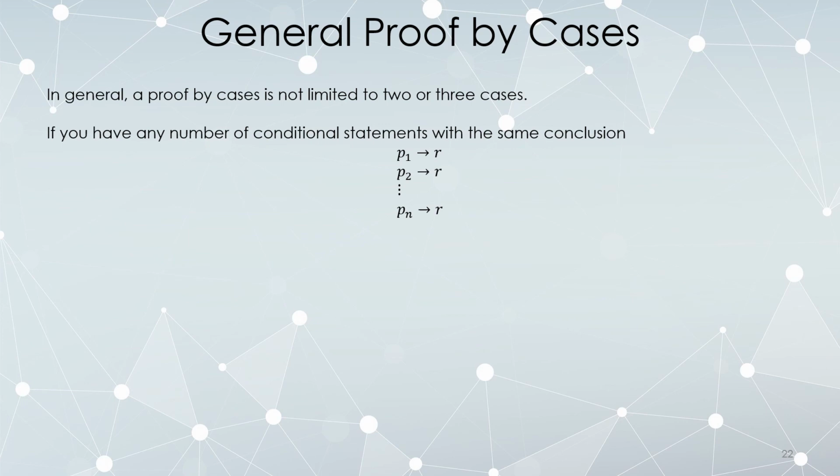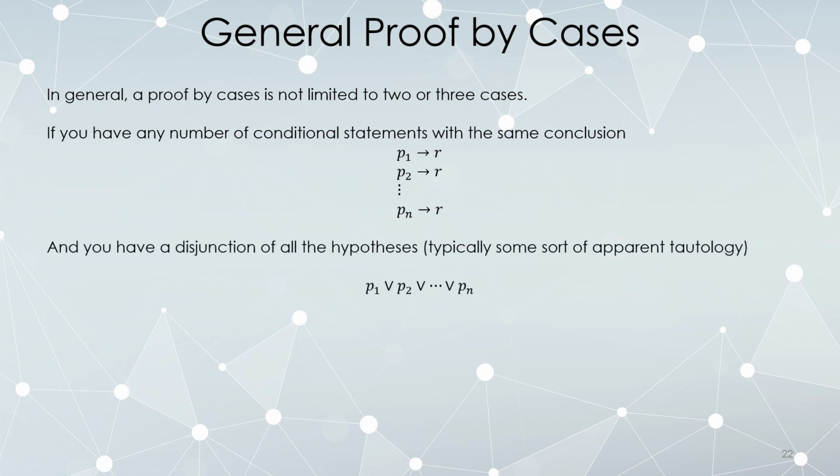Suppose you have some collection of statements. One hypothesis, P1, implies R. A second hypothesis, P2, implies R. And that keeps going for a while until some nth hypothesis, P sub n, implies R. And you also have a disjunction of all of those hypotheses together, P1 or P2 or, and all the way up to P sub n. A lot of times this is some sort of tautology. It doesn't have to be, however. Then you can derive the conclusion. So for 2 cases, it's just P1 implies R, P2 implies R, P1 or P2, therefore R. For 3 cases, you'd have a third one, but then you need an extra thing in your disjunction line. But that can keep going.